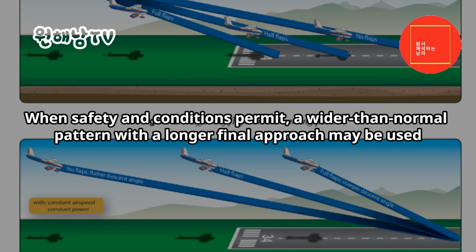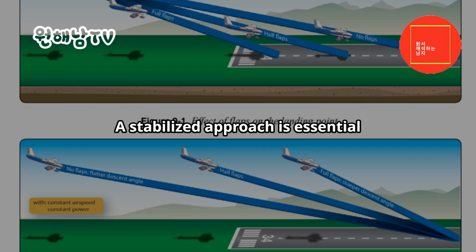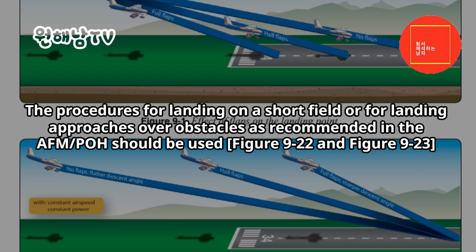When safety and conditions permit, a wider than normal pattern with a longer final approach may be used. This allows the pilot ample opportunity to adjust and stabilize the descent angle after the airplane is configured and trimmed. A stabilized approach is essential. The procedures for landing on a short field or for landing approaches over obstacles as recommended in the AFM/POH should be used. Figure 9-22 and Figure 9-23.